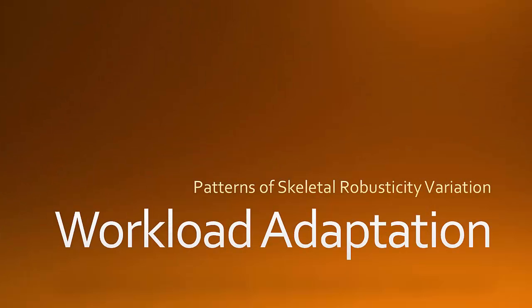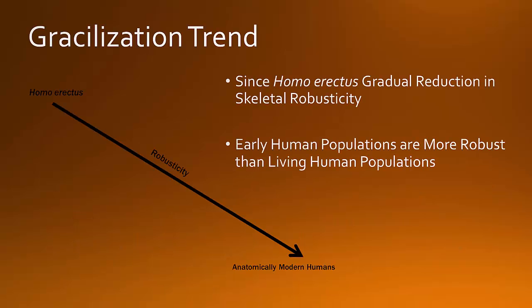Continuing our discussion of workload adaptation, it's time to discuss patterns of skeletal robusticity variation. To start, we're going to talk about the gracilization trend. Since the time of Homo erectus, there has been a general trend that indicates a gradual reduction in skeletal robusticity. Early human populations were more robust than contemporary populations.